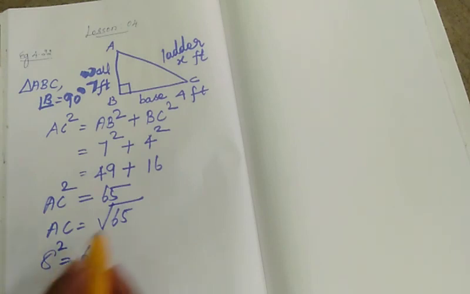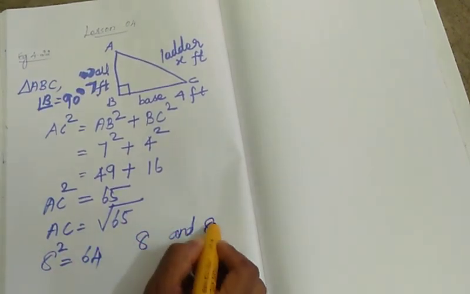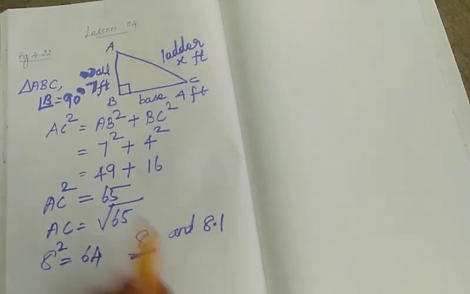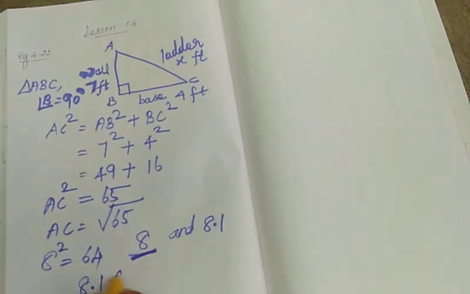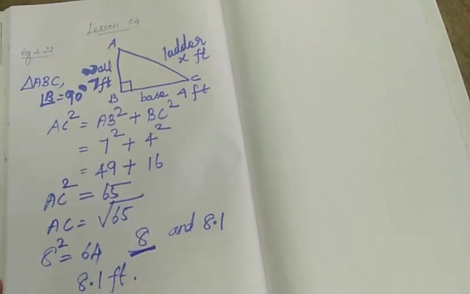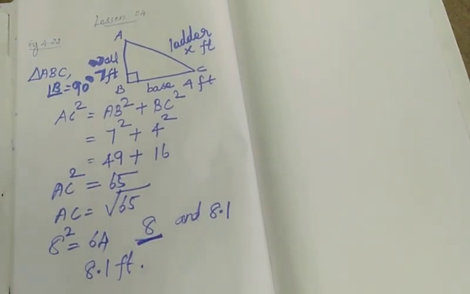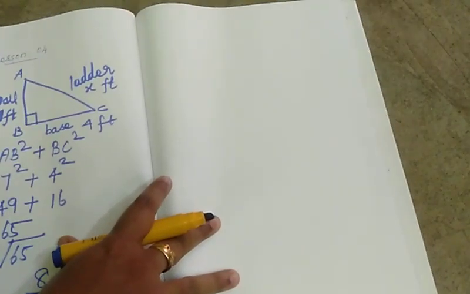So it is between 8 and 8.1. Here we can't write 8 as the perfect answer. So round off your answer to the next 10th place, which is equal to, okay, so what is the length of the ladder? 8.1. Hope you understand it. Just draw the picture for your question, and definitely it will be a right angle triangle. Use the Pythagoras theorem and you'll get the answer. So what is the length of the ladder here? The length of the ladder is equal to 8.1 feet. Okay, let's move on to our next question.